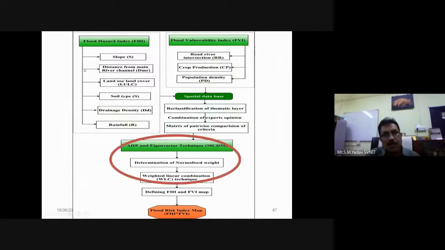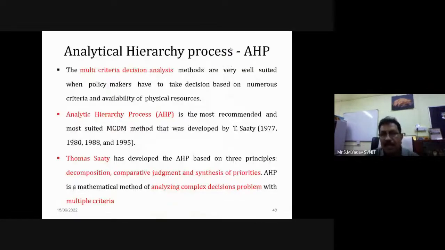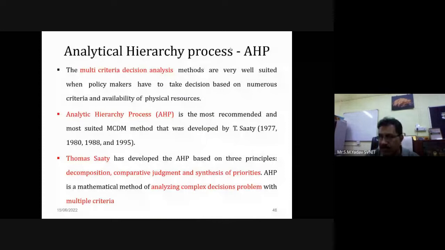After development of two spatial data sets, one for flood hazard index, another for flood vulnerability index, now AHP is used to decide weights of the various factors which we have used for development of the flood hazard index as well as that of the flood vulnerability index. The analytical hierarchy process, AHP, is a method well studied when policymakers have to take decisions based on numerous criteria and availability of physical resources.